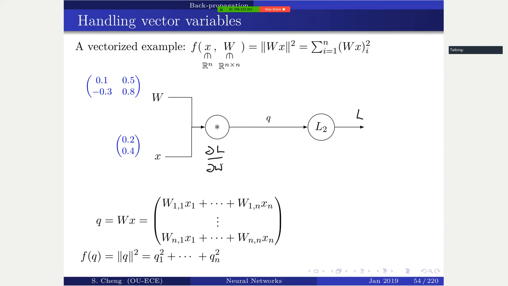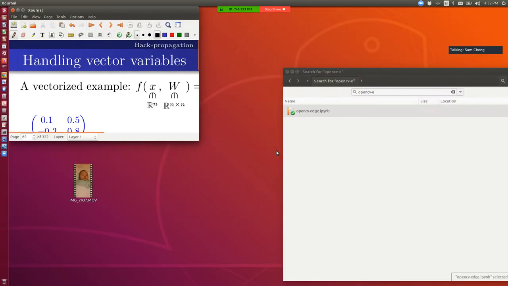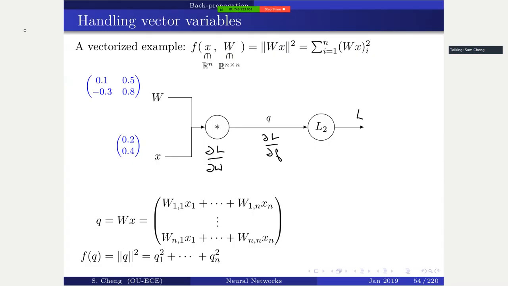So assume that you have the gradient information passing back from this L2 to this multiply operator here. Maybe I have this partial L, partial Q. I'm sorry, I'm really not thinking, my brain is not exactly working. This should not be partial L, partial W.